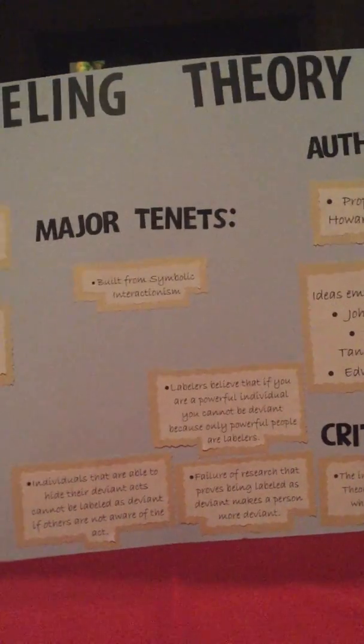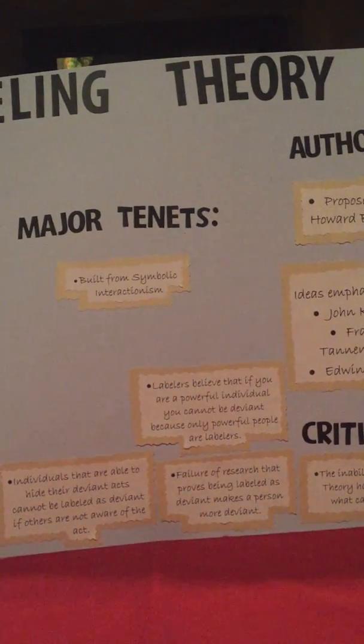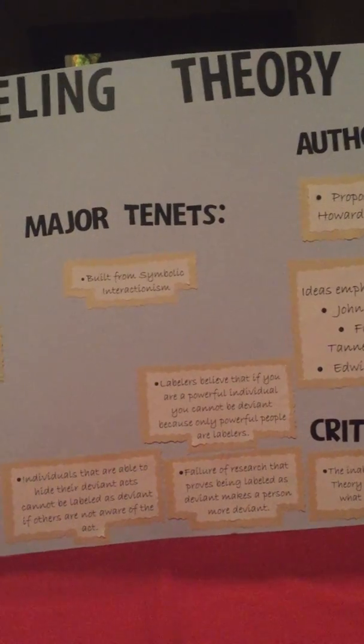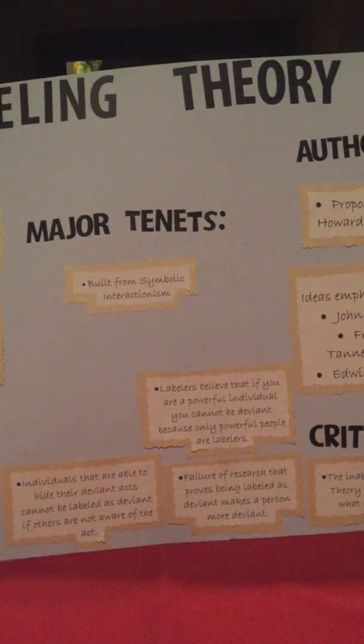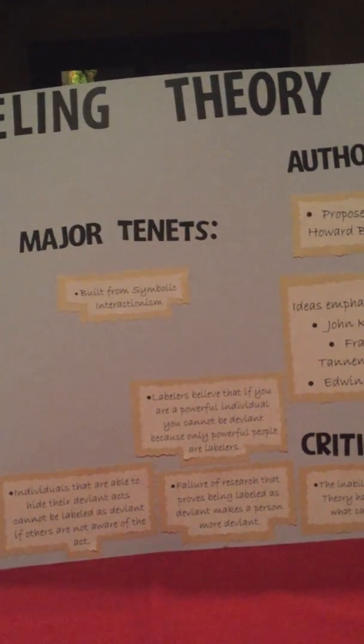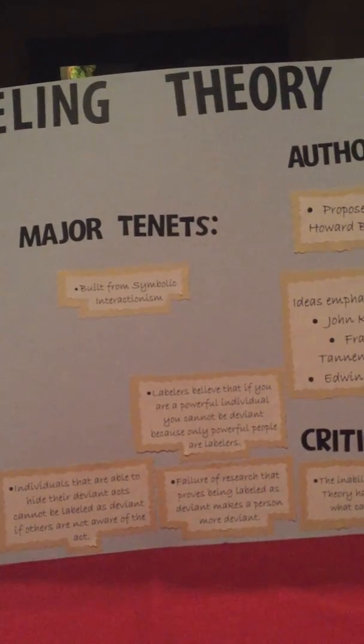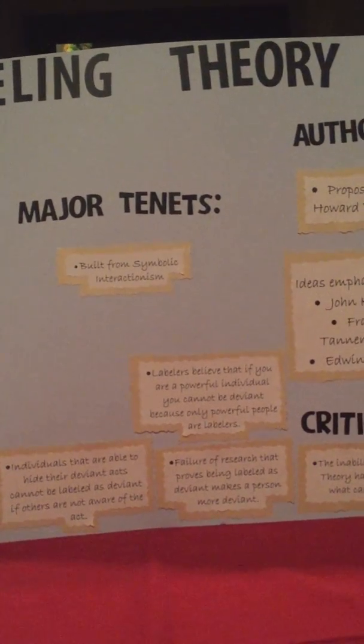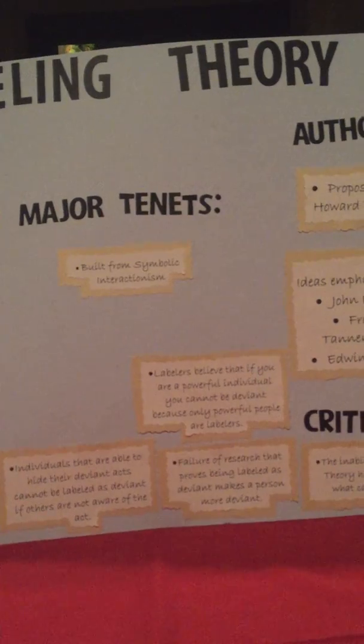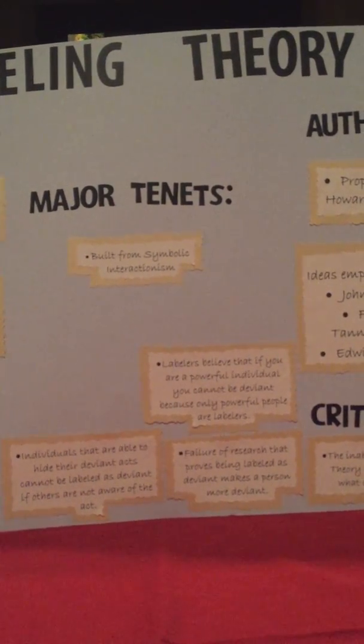The major tenets of the labeling theory is how meaning is socially constructed, the idea that we create meanings in association with other people. We see situations according to our own perspective. The labeling theory is considered a version of symbolic interactionism.